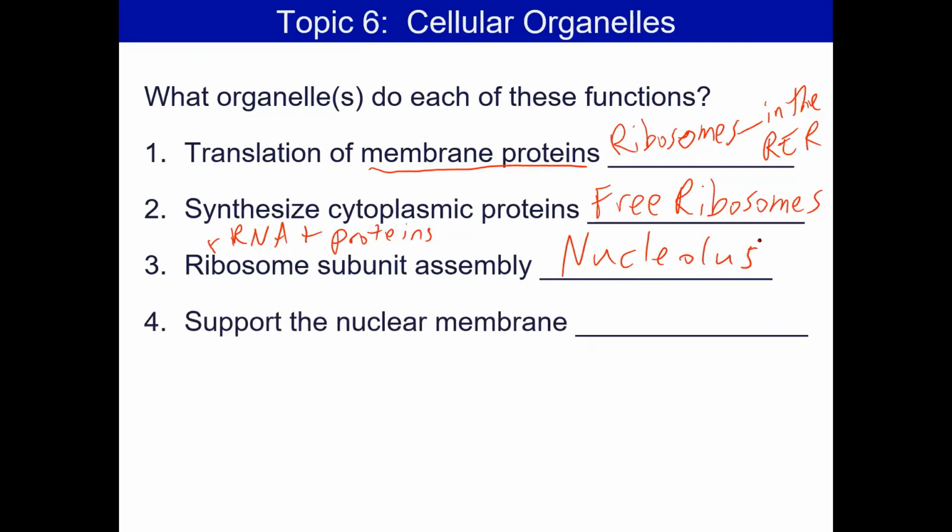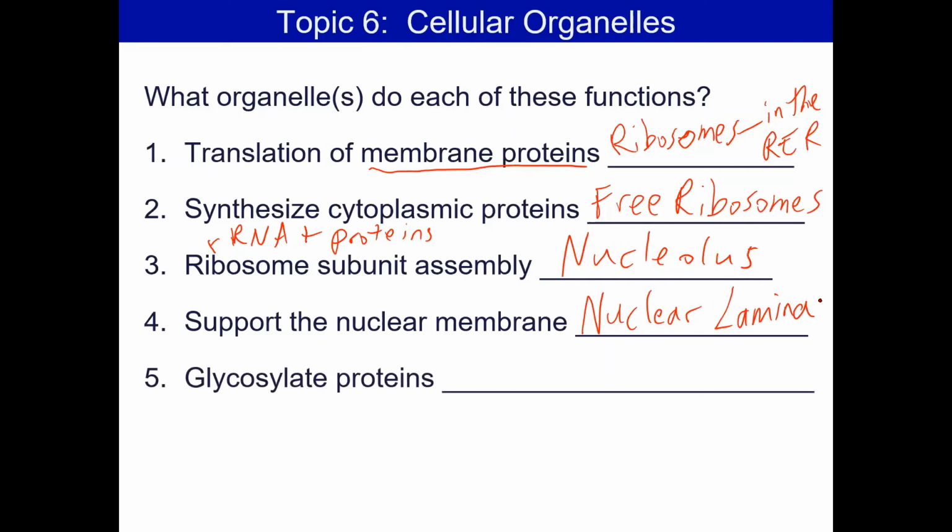Okay, number 4, supports the nuclear membrane. We have to remember what I'm talking about here. These are some fibers, and they are called the nuclear lamina. Number 5, where are proteins glycosylated? It turns out there are 2 answers for this. They are glycosylated in the rough ER. Glycosylate means adds a carbohydrate, and also in the Golgi.